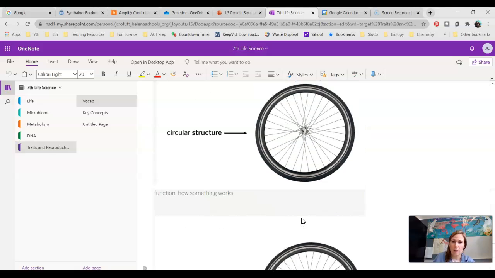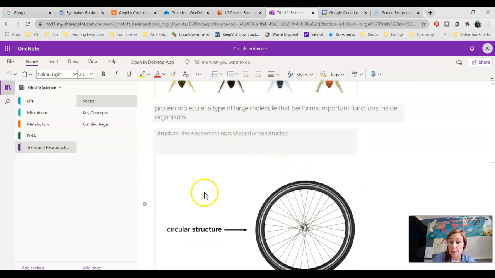Okay, so we talk a lot when we talk about proteins about their shape, because they won't have the same job if they don't have the correct shape. Okay, all right, so moving on.